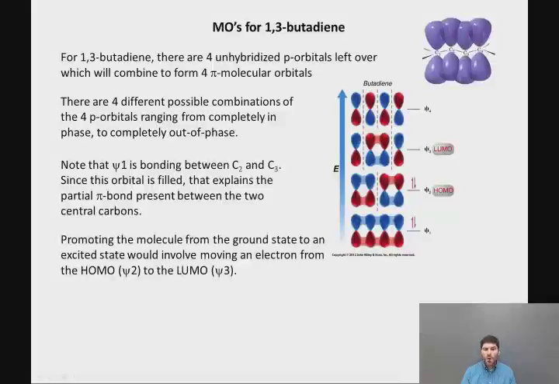The HOMO in this case is psi2, because we have 4 electrons that we have to put into this pi system, and since the maximum capacity of an orbital is 2 electrons, we have to fill 2 of the orbitals to be able to put the 4 electrons in. So promoting the molecule from the ground state to an excited state would involve moving an electron from the HOMO, which is psi2, to the LUMO, which is psi3.